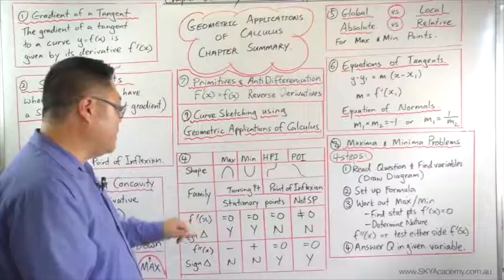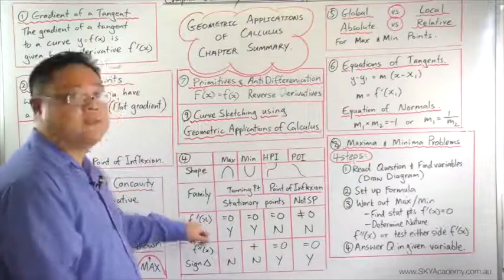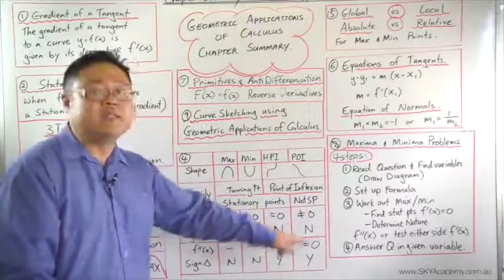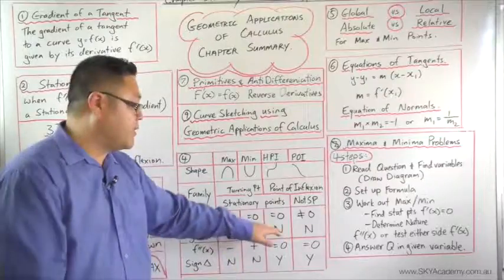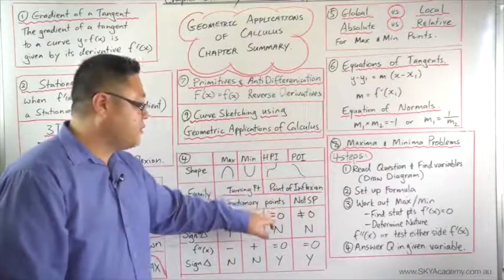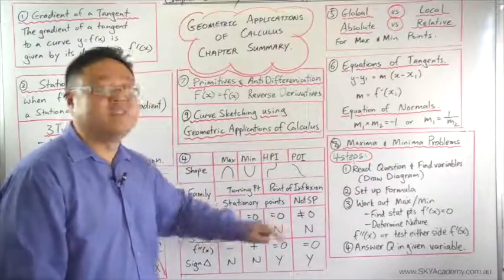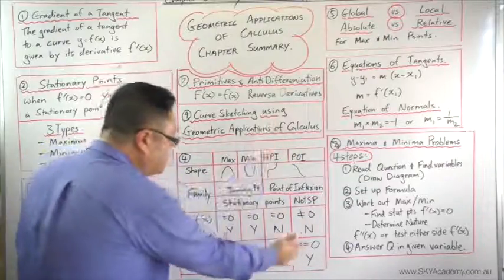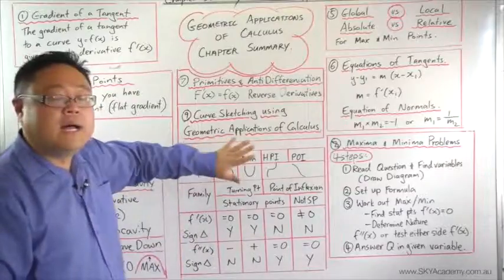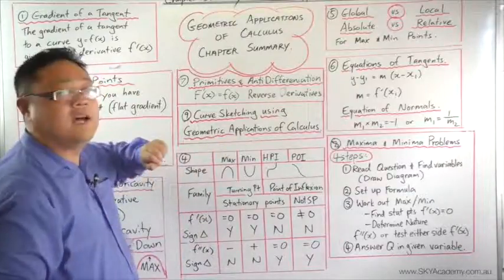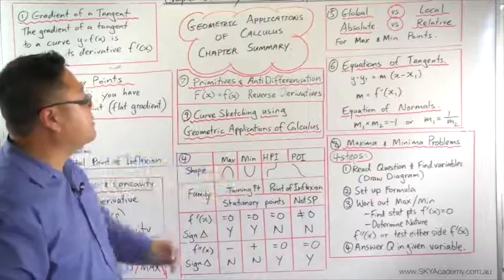In terms of the sign change for the first derivative, then there won't necessarily be one. In fact, there won't be one. But for a horizontal point of inflection, the first derivative will be equal to 0. For a point of inflection, it won't be. All right, so that's a useful summary for points of inflection and stationary points, so that's really useful.